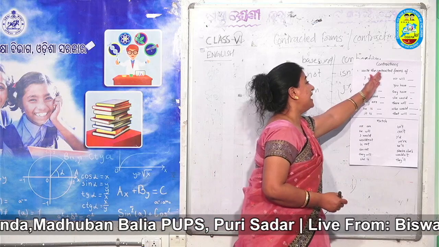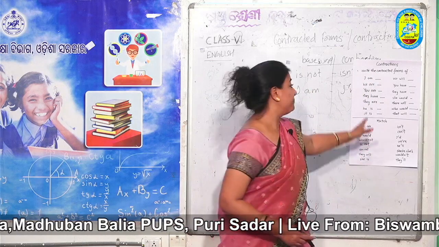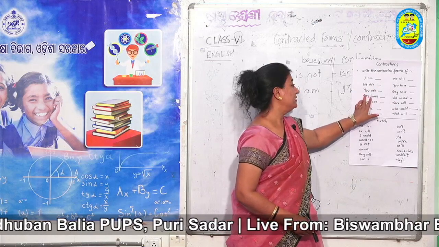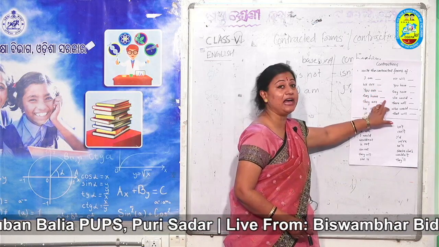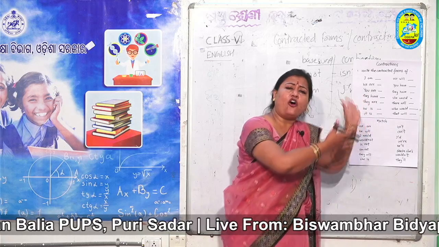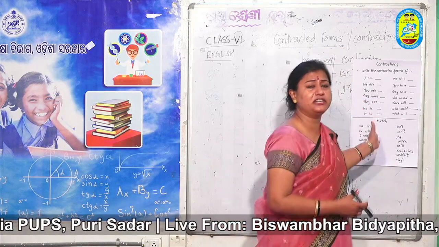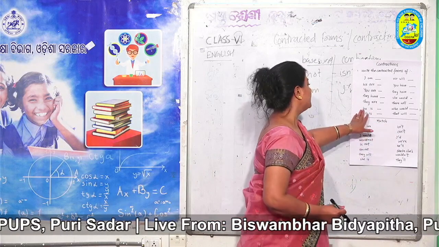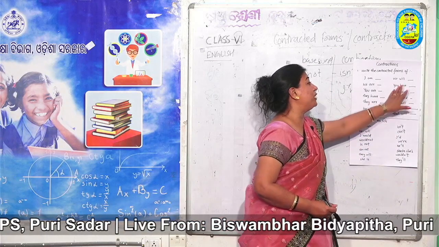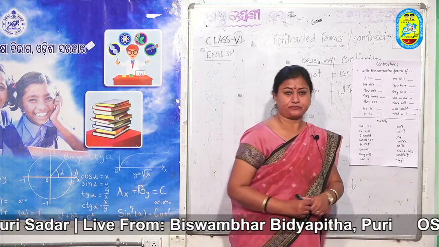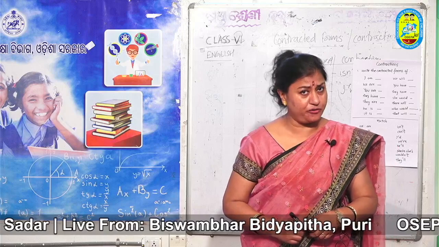So this is: write the contracted forms of... I am, we are, you are, they have, they are. These are all familiar contracted forms. These are all the words which we use. He is, it is, we will, you have, they have, she would, they will, who would. So these are all contracted forms.